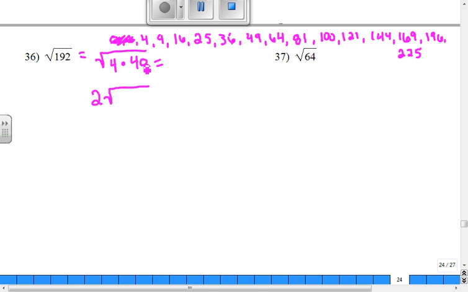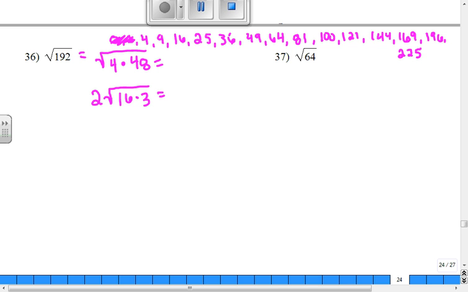Can we split up 48 into any perfect squares? Well, let's see. What's the largest perfect square that goes into 48? Yes, 4 goes into 48, but is there anything bigger? 9? No, that doesn't work. Does 16 work? Yes, it does. 16 times 3 is 48.